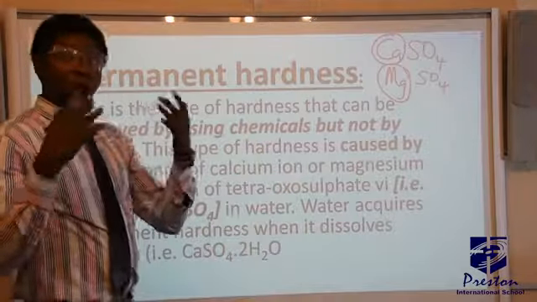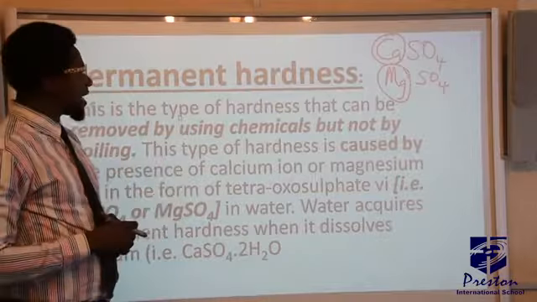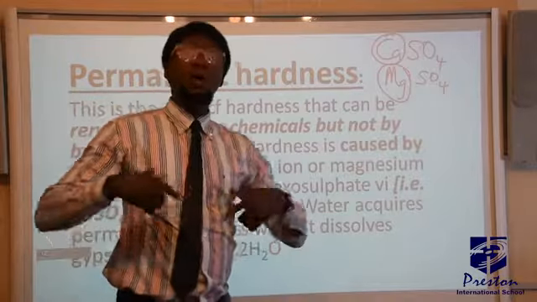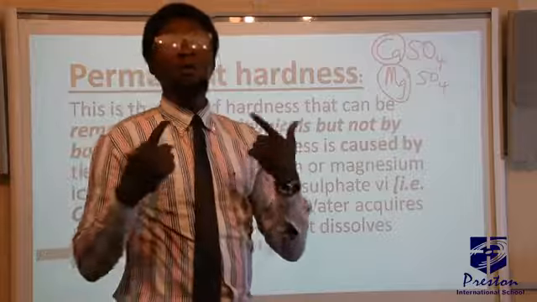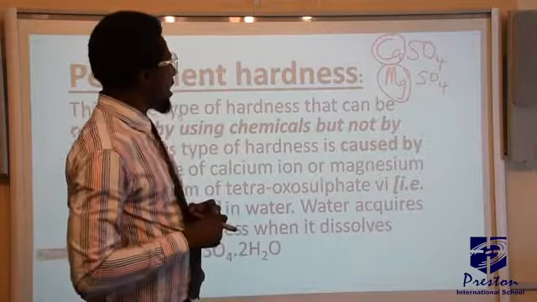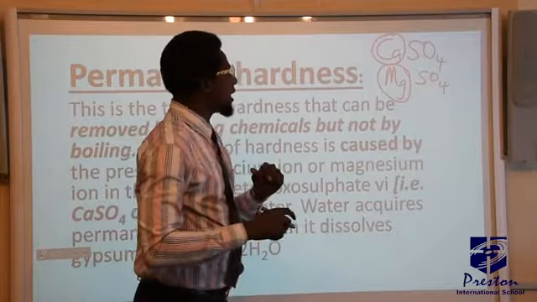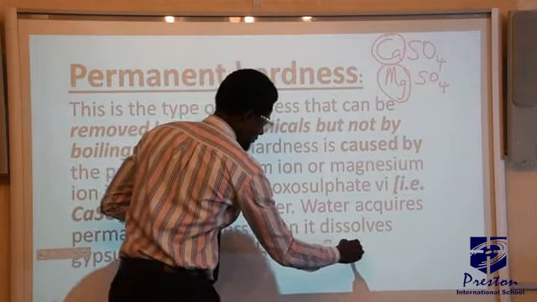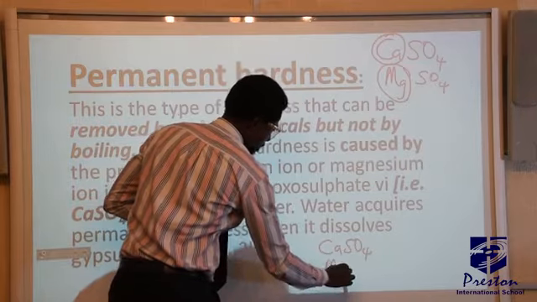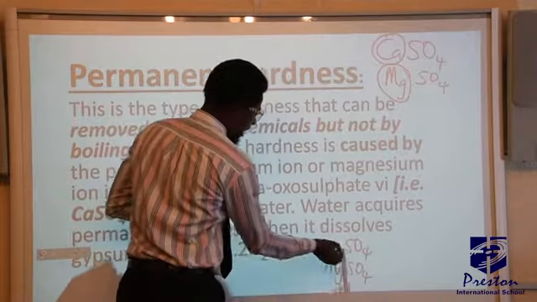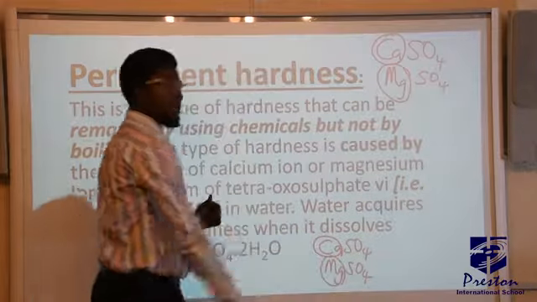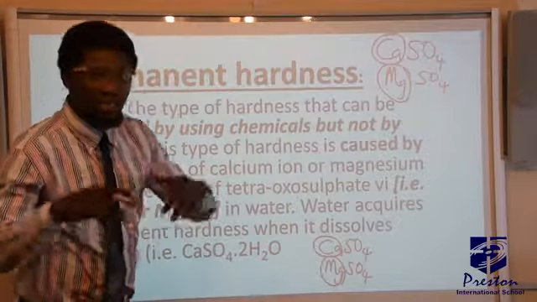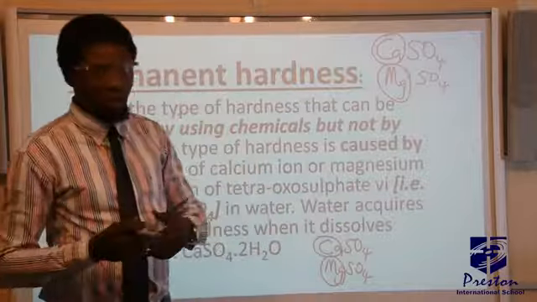Now let's quickly look at what is actually responsible for permanent hardness of water. This type of hardness is caused by the presence of calcium ion or magnesium ion in the form of tetraoxosulfate. What I'm trying to say is that anytime you have permanent hardness in water, that means such water is having calcium sulfate or magnesium sulfate. So from here, can you see we have calcium ion and magnesium ion here? Unlike in temporary hardness, where what is responsible are calcium hydrogen carbonate or magnesium hydrogen carbonate.